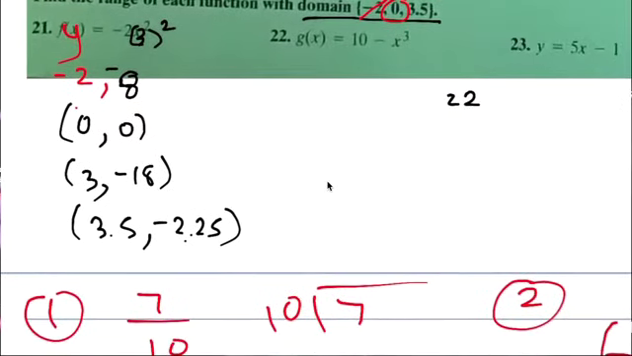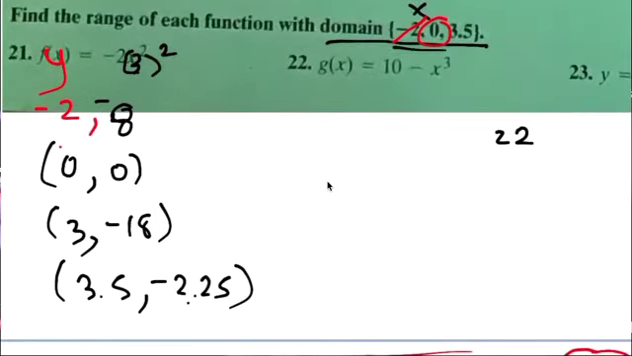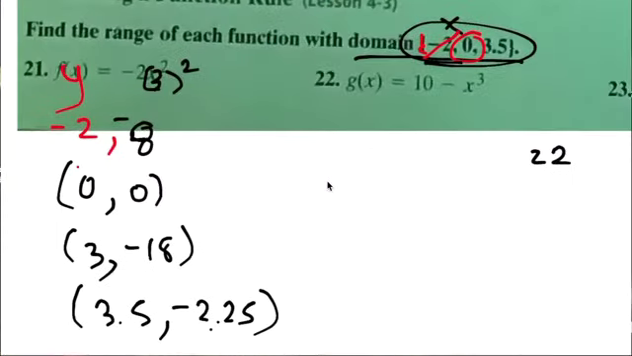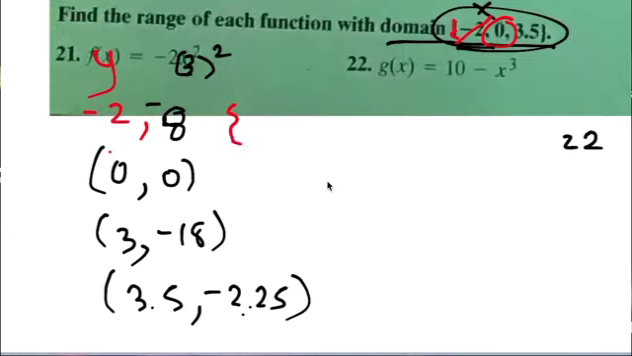Okay, so the only difference is because they wrote it in sets. Okay, this is called sets with this. So you need to write your answer in sets also. -8, 0, -18.